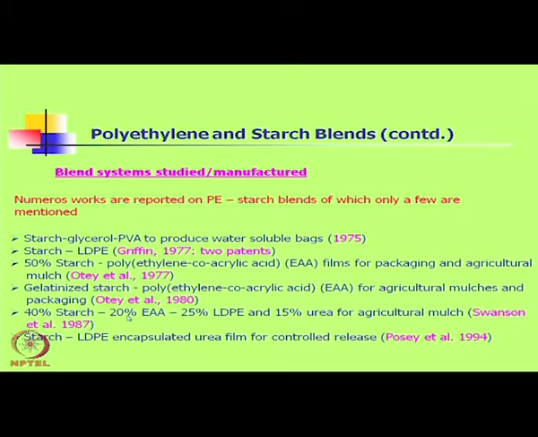40% starch, 20% ethylene coacrylic acid polymer and 25% LDP. So, LDP, ethylene acrylic acid copolymer and starch. So, 40, 20, 25, 15% along with 50% urea, which is actually a fertilizer also included in this film, which gives some slow release fertilizer action as well as degradation. This is for agricultural purpose. Starch LDP encapsulated urea film was also used for control release of fertilizer, control release fertilizer films for agricultural applications.